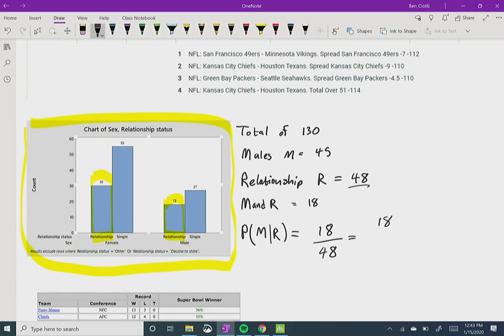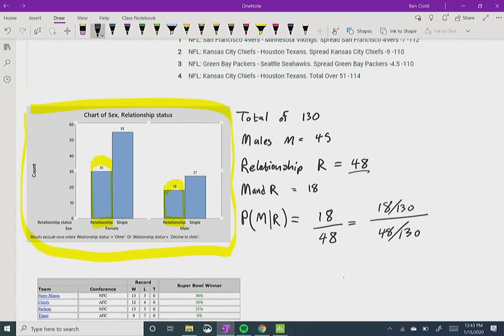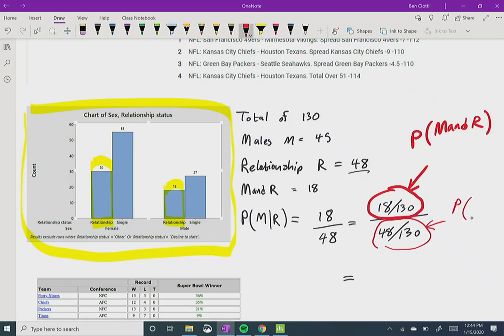Notice that I could write this as 18 over 130 divided by 48 over 130. This top number, what's this? That's the probability that you're a male in a relationship. And the bottom number, that's the probability that you're in a relationship. So this whole thing is just the probability you're male and in a relationship divided by the probability that you're in a relationship. So here, let me go back.